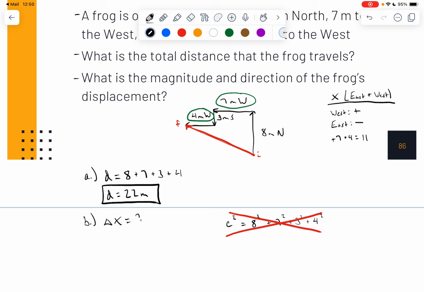If we do the same thing, but now instead look at what we call our Y direction, or the up and down, that's going to be our north and south. And let's say for this, we'll make north the positive direction, and south will be our negative direction.